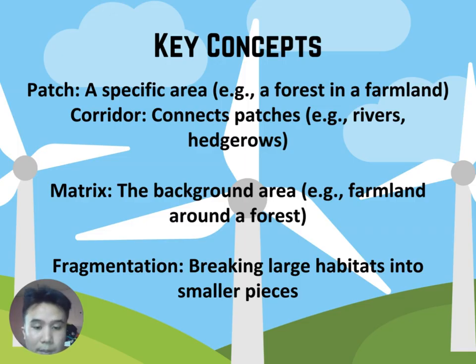The next is matrix. Mao ni ang general background area, like farmland or urban areas, surrounding the patches and corridors. The next is fragmentation. Fragmentation happens when large continuous habitats are broken into smaller parts, tungod sa mga roads and buildings or agriculture. It's bad for animals kay mawalan sila og access sa ilang other habitats.